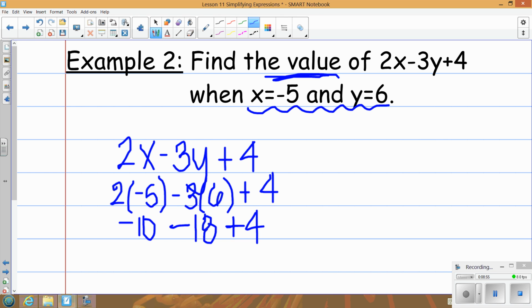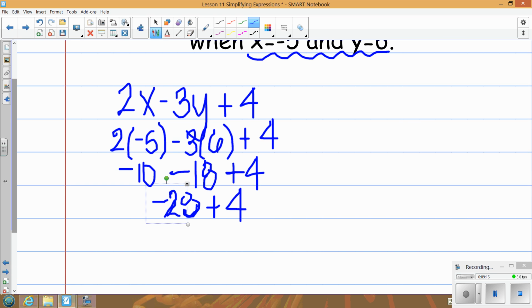PEMDAS says in this case, we have subtraction and addition, so they're in the same priority, so you just work left to right. So negative 10 minus 18 is negative 28, because we are keeping the sign and just adding, plus 4. Now we have opposite signs, so we subtract: 28 minus 4 gives me 24. And you keep the sign of the larger absolute value, so your answer is negative 24. So that's it for this unit.